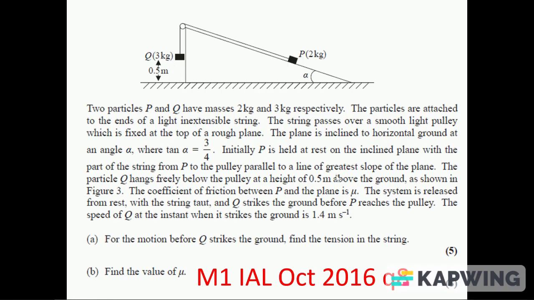Particle Q hangs freely below the pulley, 0.5 meters above the ground. The coefficient of friction is mu. The system is released from rest, and Q strikes the ground before P reaches the pulley. Q falls down, hits the ground, and when it strikes the ground, it's going at 1.4 meters per second. We've got to find the tension in the string and the value of mu.